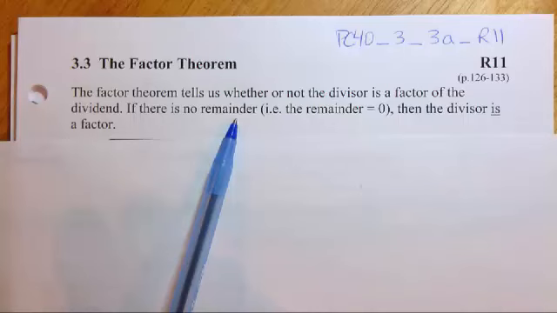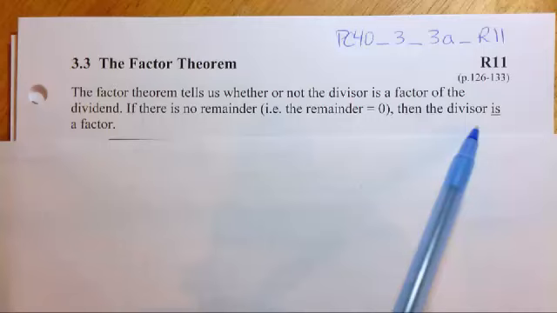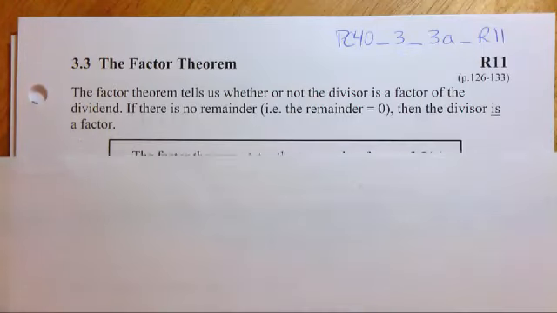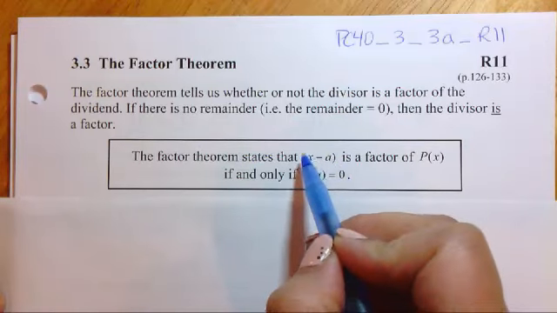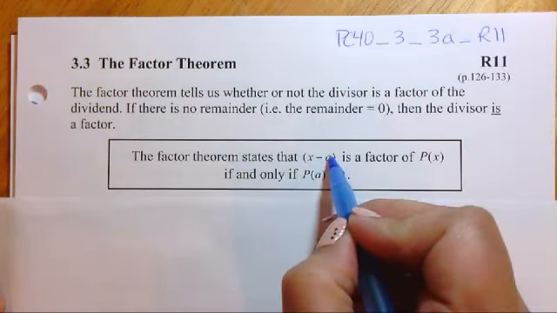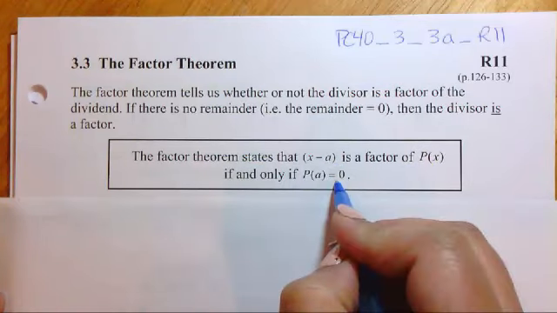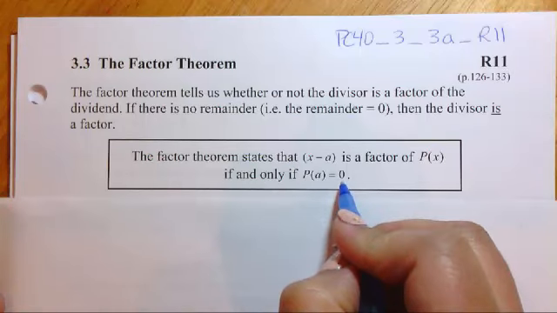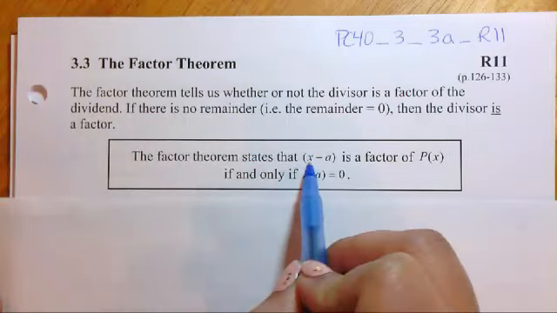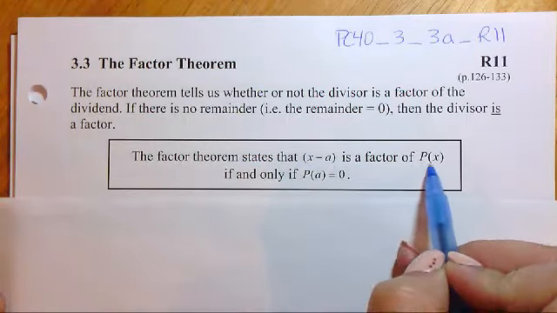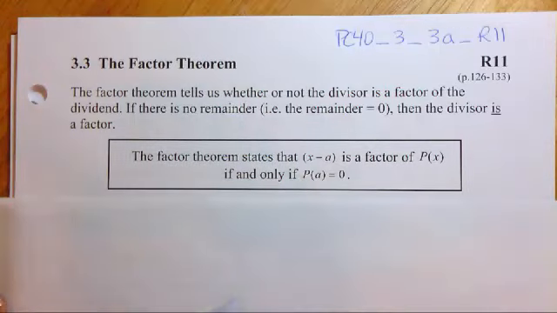If there is no remainder, or when the remainder is equal to 0, then the divisor is a factor. So, you know how we were looking at x minus a, we were looking at whether or not something is a factor. You take that a value and you plug it into your polynomial. If you get it equal to 0, that's when it is a factor. So the factor theorem states that x minus a is a factor of p of x if and only if p of a is equal to 0.